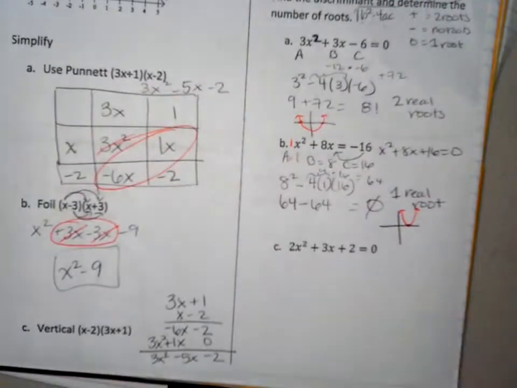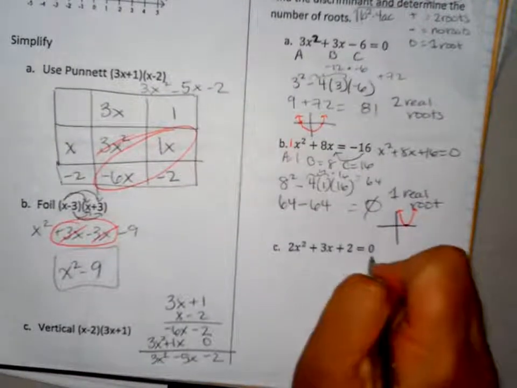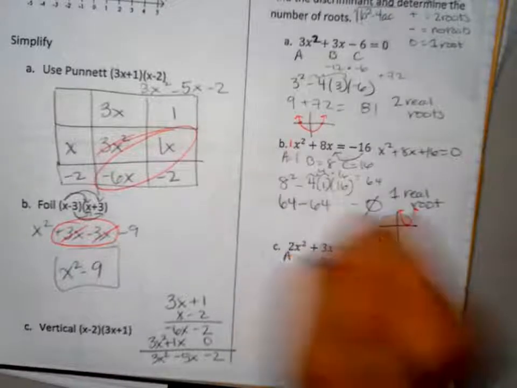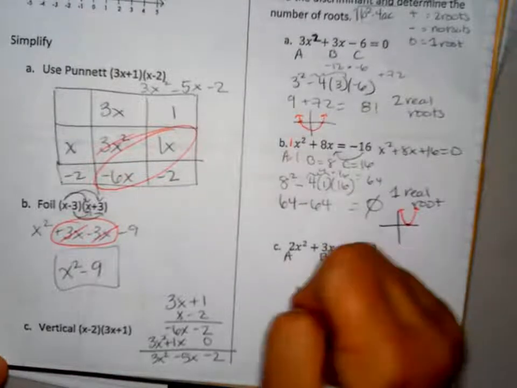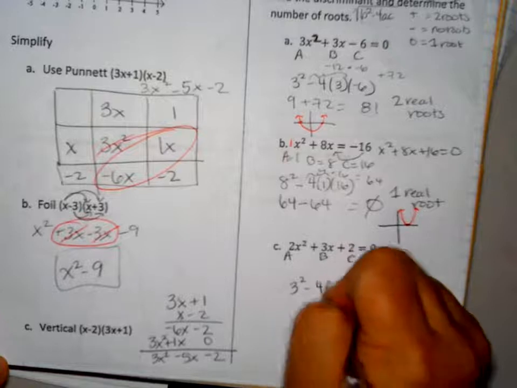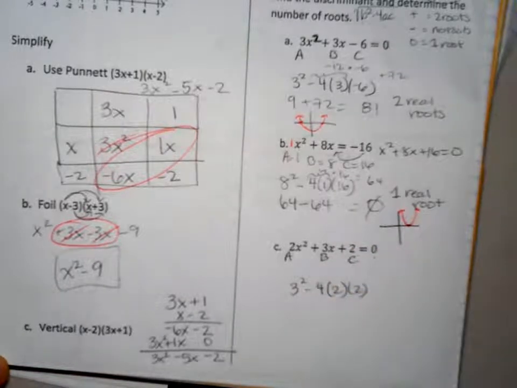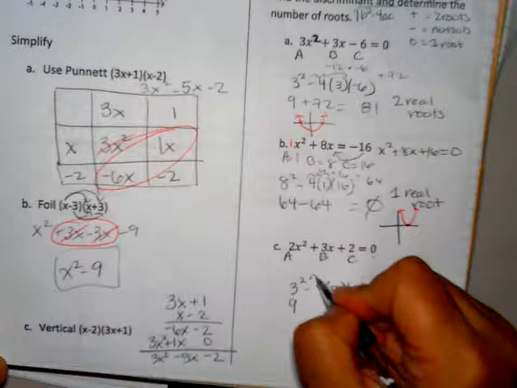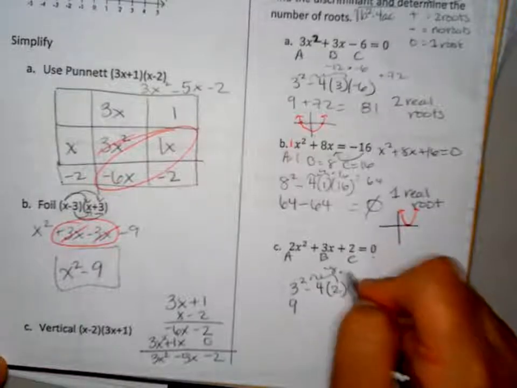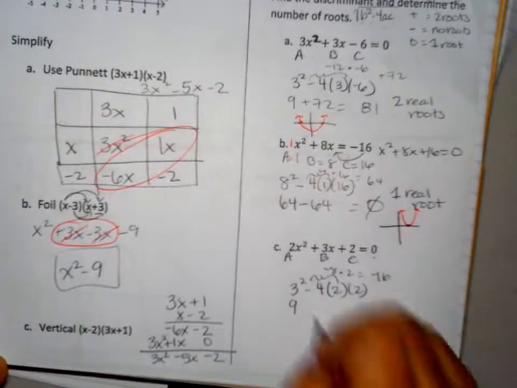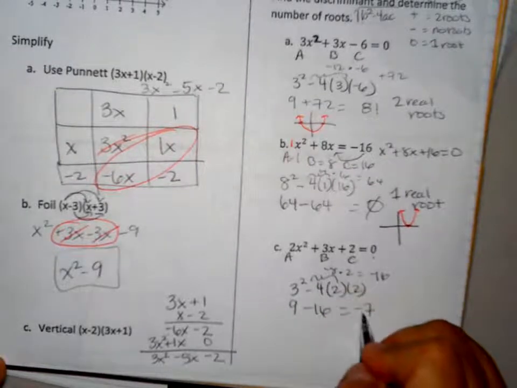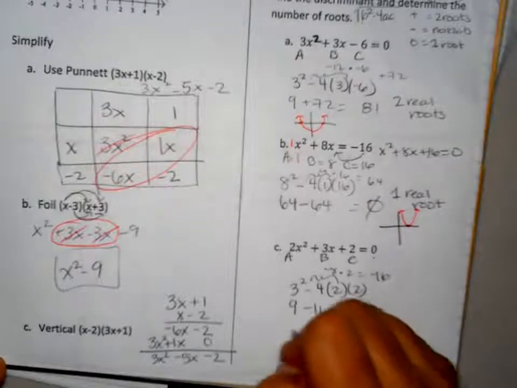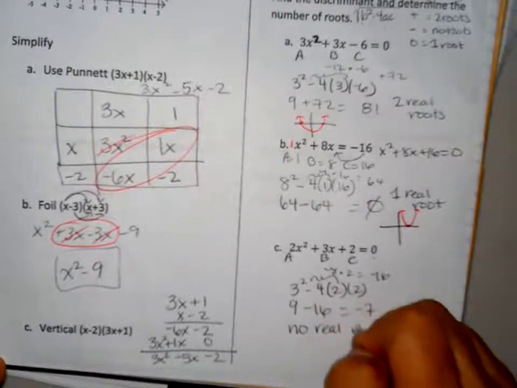All right, let's do the last one. It's already equal to 0, so I'm cool with that. My A is 2, my B is 3, my C is 2. Let's use the same thing, b squared minus 4ac. So I've got 3 squared minus 4 times 2 times 2. 9. Negative 4 times 2 is negative 8. Times 2 equals negative 16. So 9 minus 16 equals negative 7. If my discriminant is negative, I have no real roots.